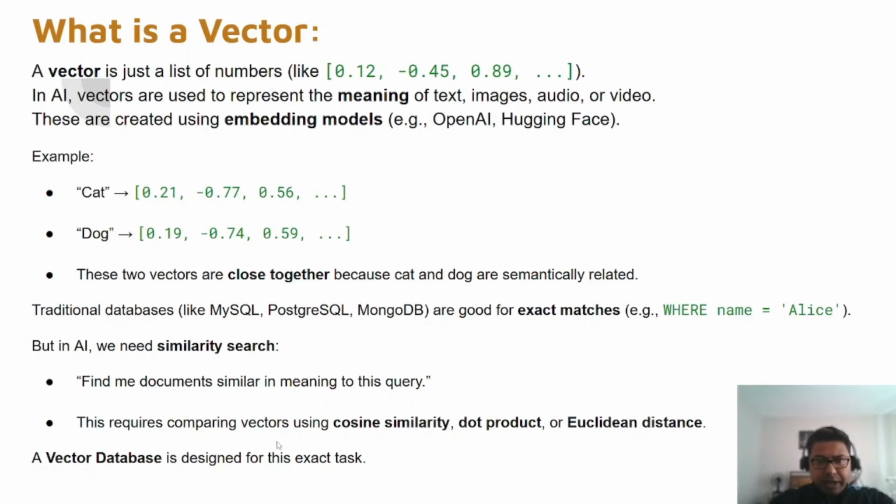This requires comparing vectors using cosine similarity, dot product, or Euclidean distance. A vector database is designed for this exact task. So that's what it is. We cannot do a normal exact keyword search here because we need a similarity search, and that's why we need a vector database.